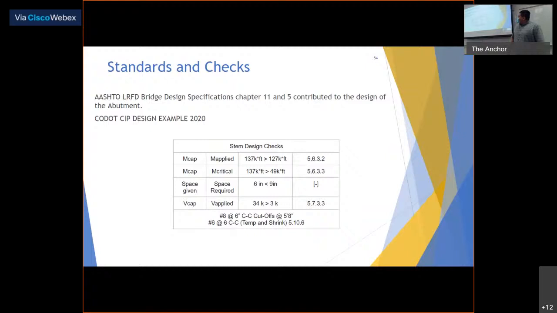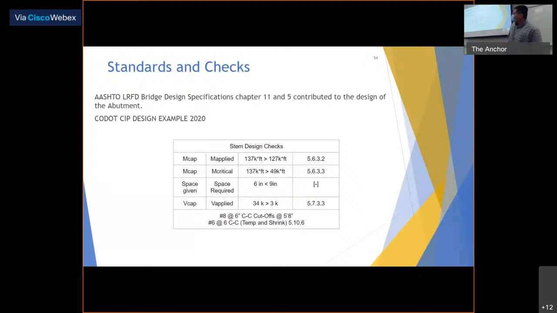So, standards and checks, right? We were using the AASHTO LRFD Bridge Design Specifications, which is basically, we use chapters 11 and 5 to design the abutment. Chapter 11 is basically for the external design of the abutment, and chapter 5 is more for the reinforcement design. That's the Colorado Department of Transportation source of reference that we used. It's from 2020, so it's up to date.